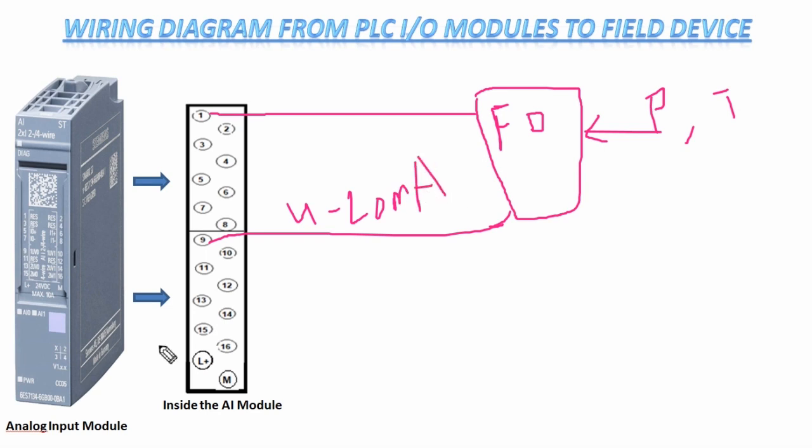See, let's understand how this will work. The L plus and M are the 24 volt DC. Here the 24 volt DC positive is connected to L plus, and the 0 volt DC negative is connected to the M terminal. Let's see practically how it works.